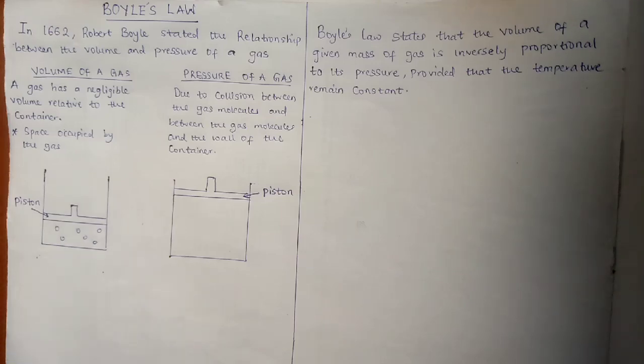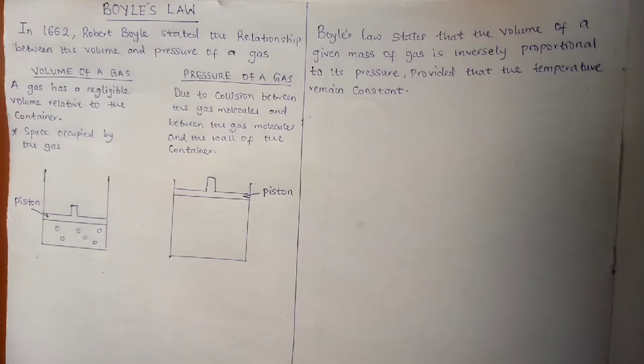In the year 1662, Robert Boyle stated the relationship that exists between the volume and the pressure of a given mass of gas. That is, what happens to the pressure of a gas if its volume changes, or how will a change in the volume of a gas affect its pressure.